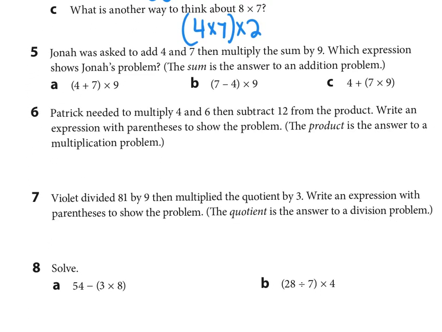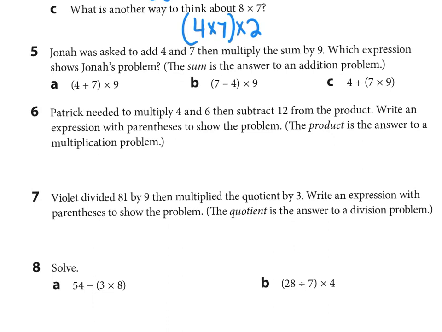Jonah was asked to add 4 and 7, then multiply the sum by 9. Which expression shows Jonah's problem? So he was asked to add 4 and 7, and then multiply the sum by 9. Is this add 4 and 7? Yes. Is this add 4 and 7? No. Is this add 4 and 7? Yes, but I see the parentheses are here, and that's not where I would want the parentheses. So I already can eliminate B. It's not B because that's not adding 4 and 7.